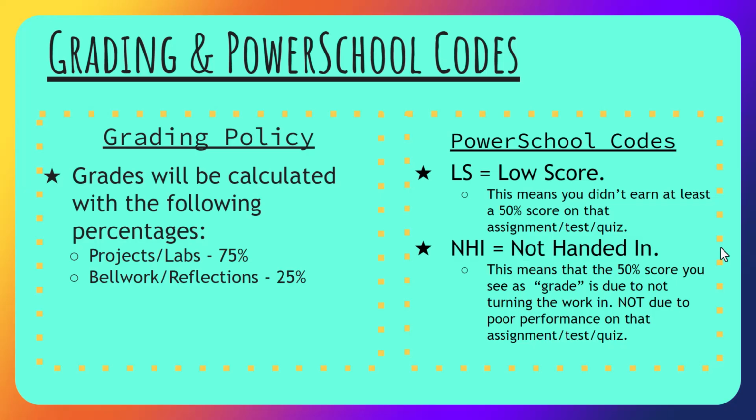All right, how your class grade is going to come. 75% of your grade is weighted in your projects and labs that we're doing here in the classroom. And then the other 25% is going to be the bellworks or reflections that we do here. So the majority of your grade is definitely coming from your projects and your labs. The PowerSchool codes you should be familiar with.